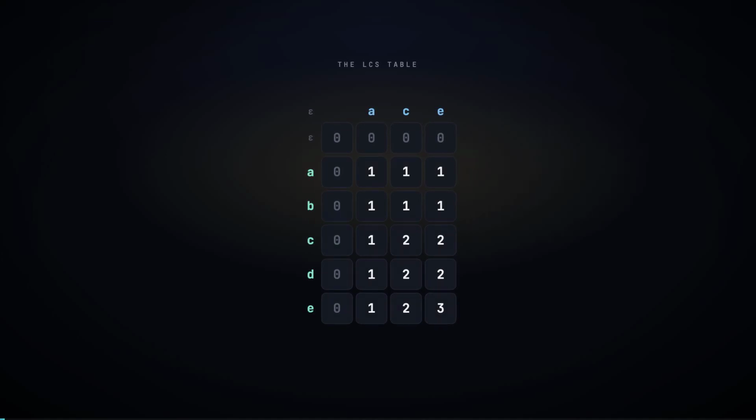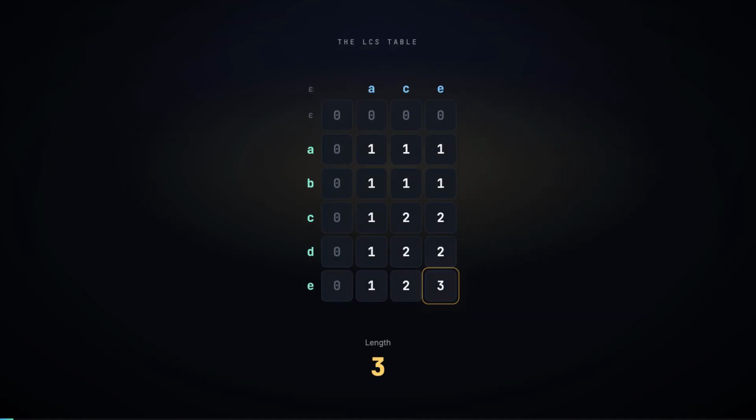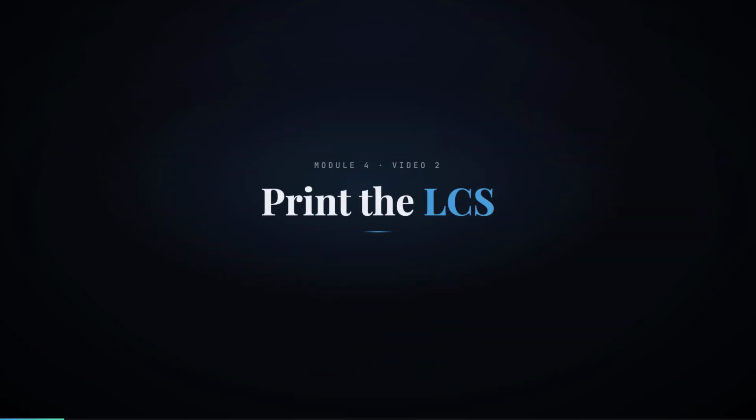Here's a longest common subsequence table. The number in the corner says the answer is 3. But 3 what? The table gives us a length. It does not give us the string. The actual answer, the letters A, C, E, is hidden inside the path that built this table. Today we learn to walk the table backwards and recover the subsequence itself.